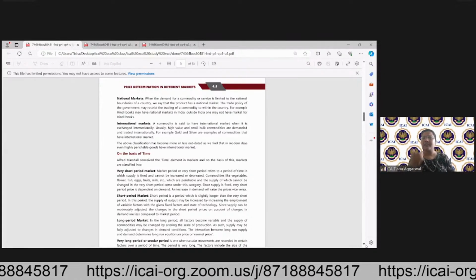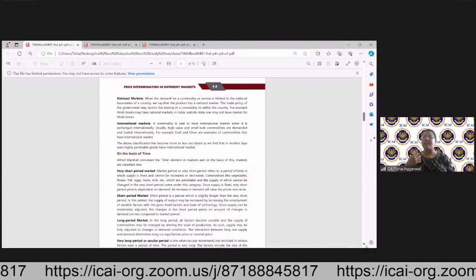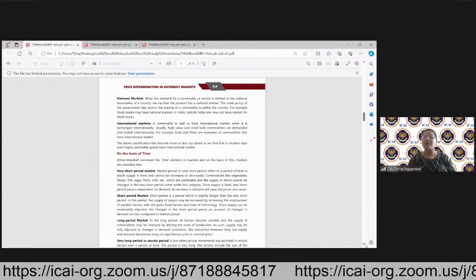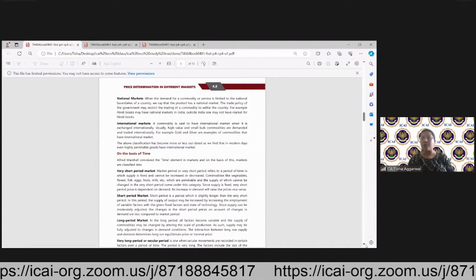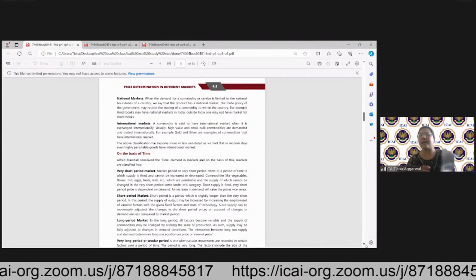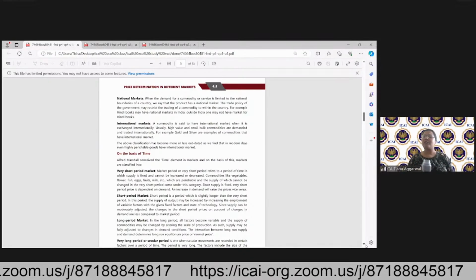International market. What is international market? International market is wherein your products, your goods and services are exchanged internationally. So whenever we talk about goods and services, like for example, crude oil, gold, silver, these are the items of international market, correct? So these are the types of market that we have.